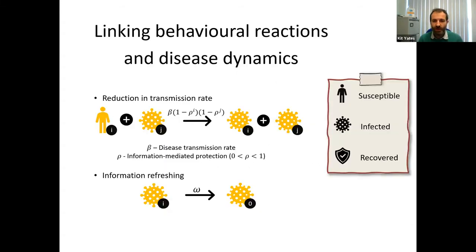How does that interface with the SIR disease spread model that I talked about before? Well, we assume that disease transmission is reduced by informed individuals. The better informed individuals are, the lower the transmissibility should be. So this is implemented by multiplying the transmissibility, the rate of transmission, by this factor 1 minus rho to the I times 1 minus rho to the J, where I is the information level of the susceptible individual, and J is the information level of the infected individual. And that's the rate at which susceptible people get turned into infected individuals.